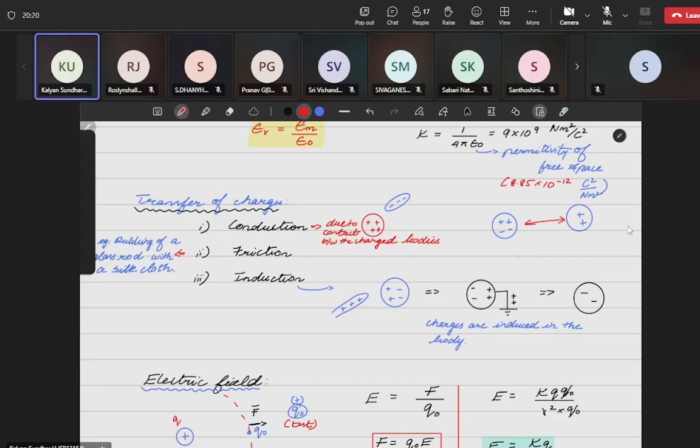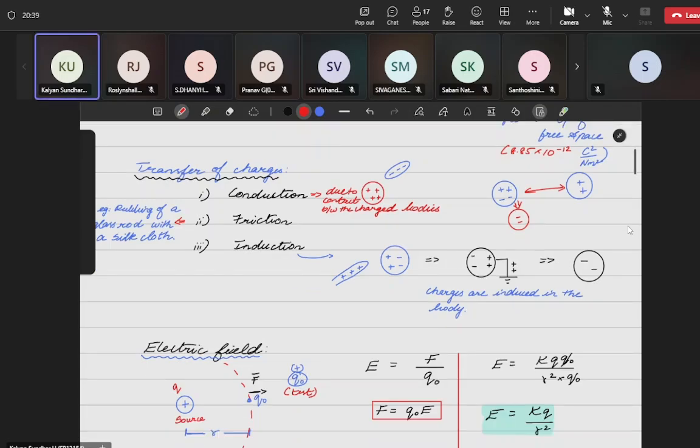First they induce and ground it. This neutral body will become what charge? It will become negatively charged. Correct? So a neutral body you are just making as a negatively charged body by the process of induction method, right? The next one is about the electric field.